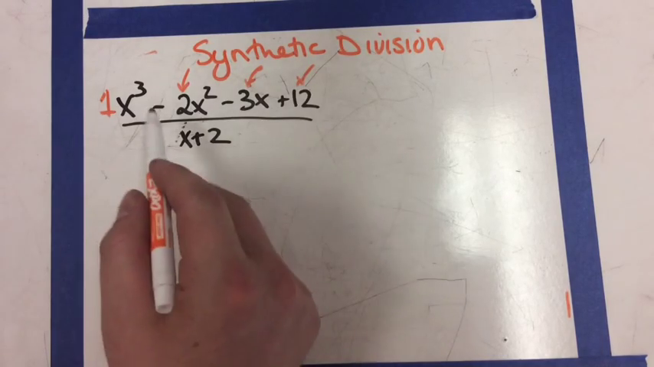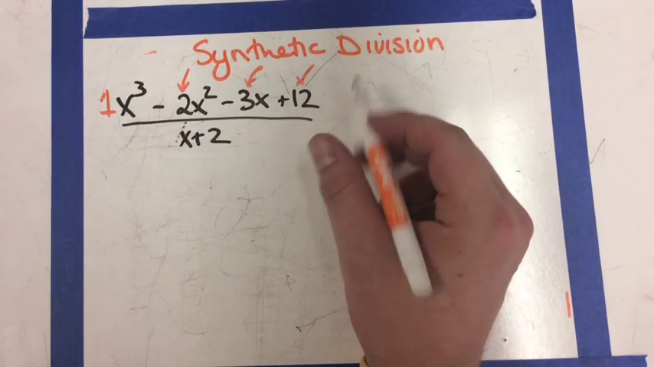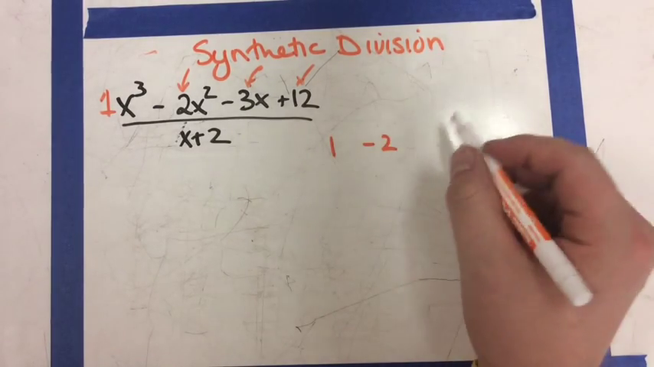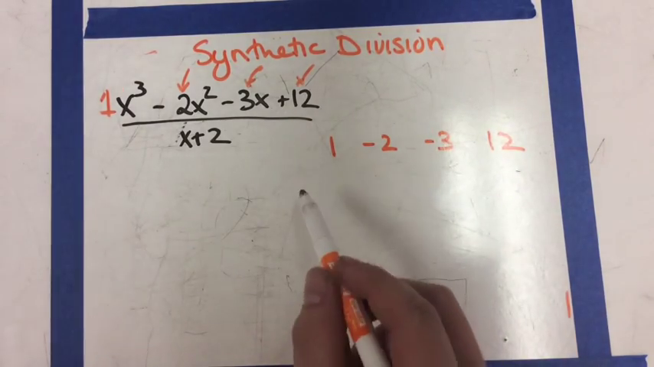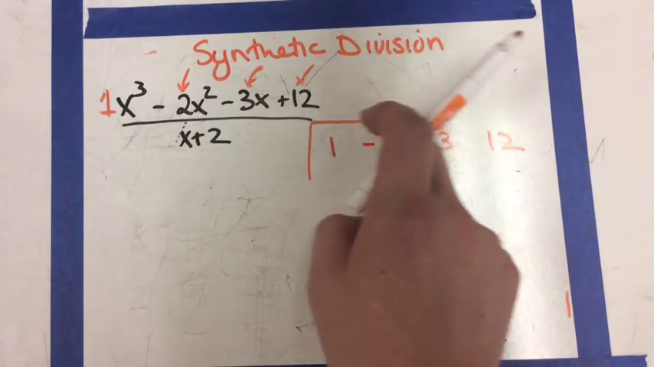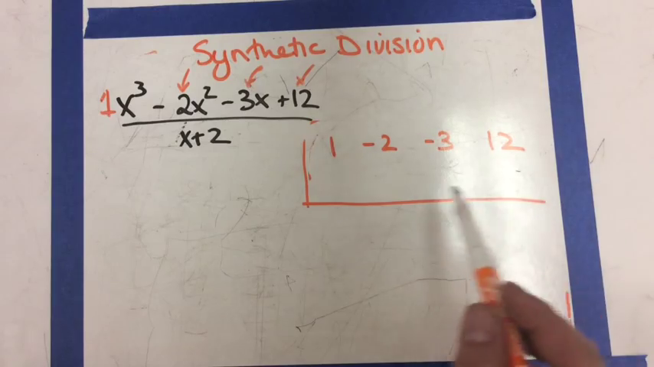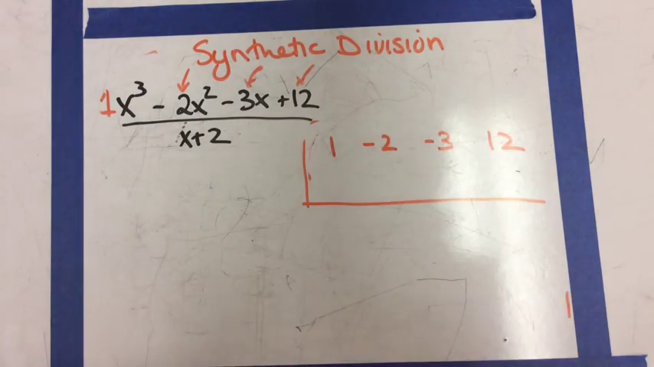So we have 1, -2, -3, and 12. So we're going to write those just down like this. So 1, -2, -3, and 12. And instead of doing a box up like this, we're going to do a box underneath. And while we do the box underneath, we're going to leave room underneath these numbers because we need to put a row of stuff here.